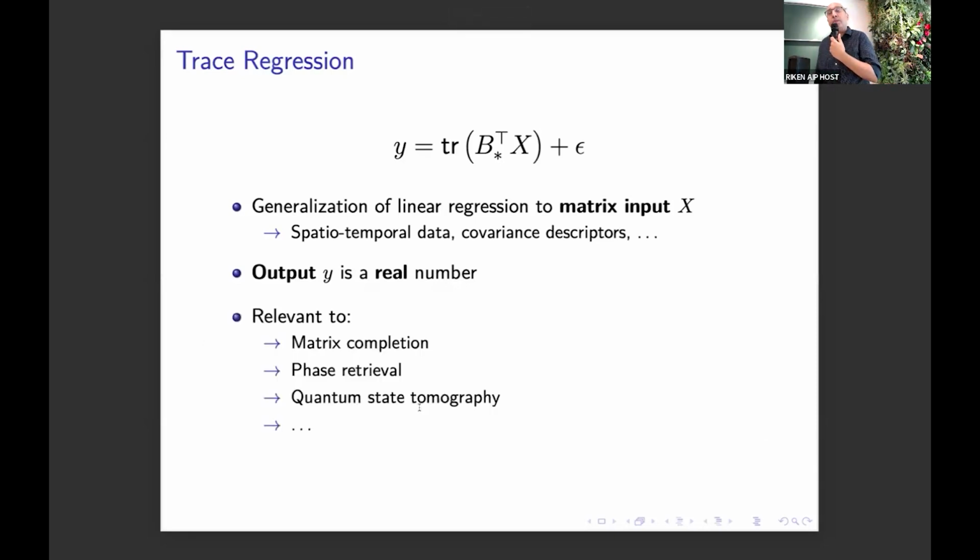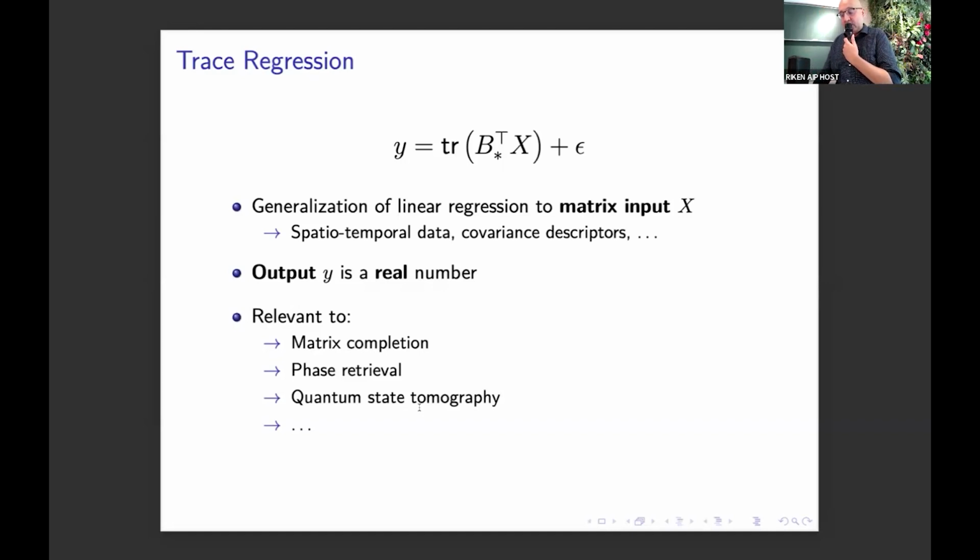This trace regression problem can be applied in different contexts. For example, for the task of matrix completion. Another task in the field of signal processing is phase retrieval, which can also be written as a trace regression problem. In the quantum setting, there is quantum state tomography, where the goal is to estimate a density matrix. This means the PSD matrix with unit trace that represents our quantum system from a set of observables. And this problem can also be formulated as a trace regression problem.